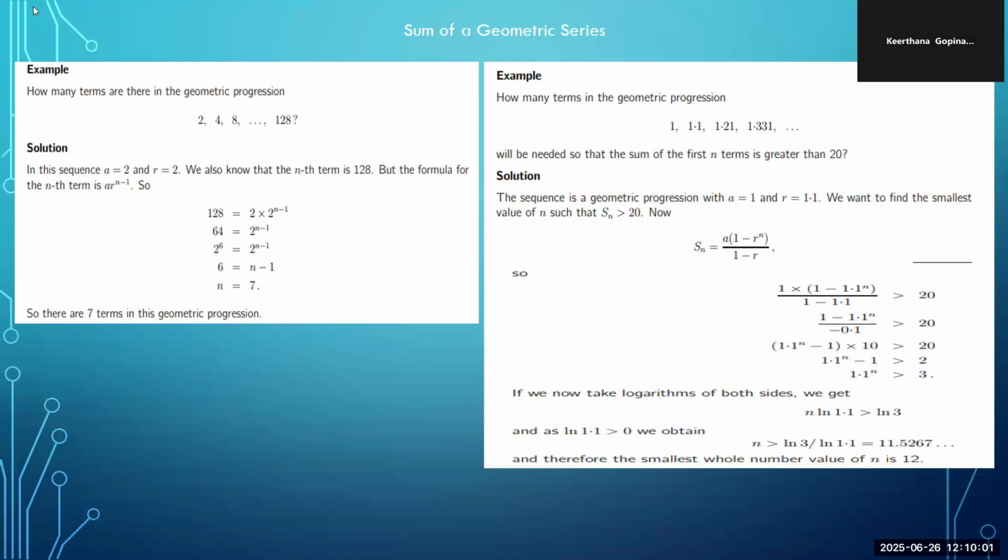So 64 can be represented as 2 power 6. Now solving this, the 2 and 2 are common, so n minus 1 equal to 6. So n equal to 6 plus 1, which is 7. So there are 7 terms in the geometric progression. That's all.